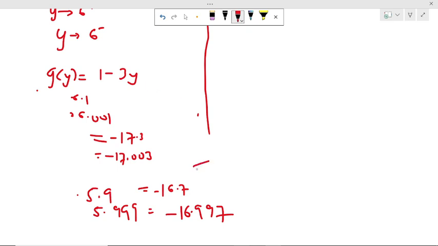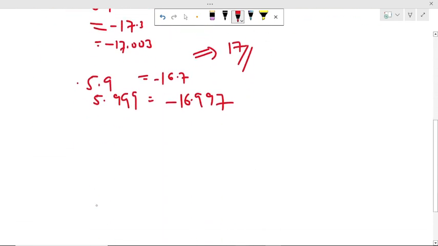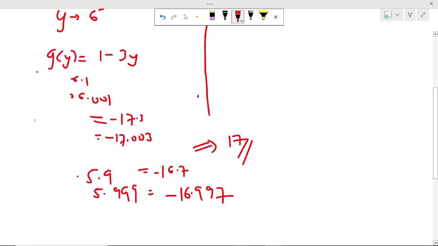So we can see that when we approach from the positive direction and the negative direction, we are all approaching a particular number, which is what? 17. And so the limit of this function is equal to 17, and yes, it exists. So this is how to determine the limit of a function and that it exists. When you approach from the left hand side and the right hand side, it should converge at a particular point. And if it doesn't, then it does not exist.